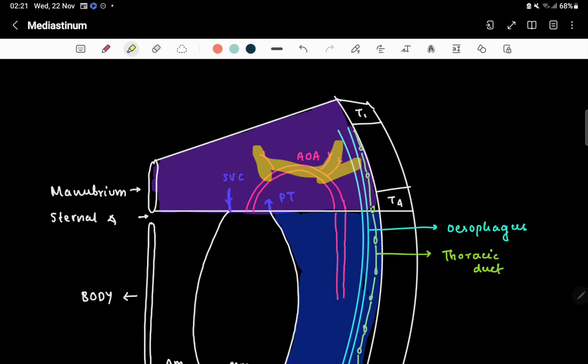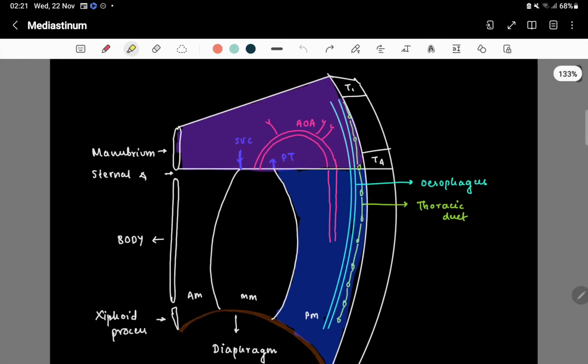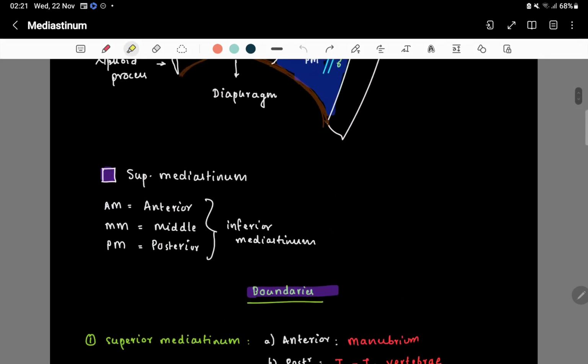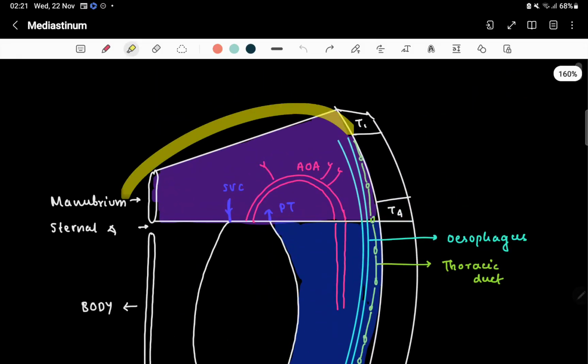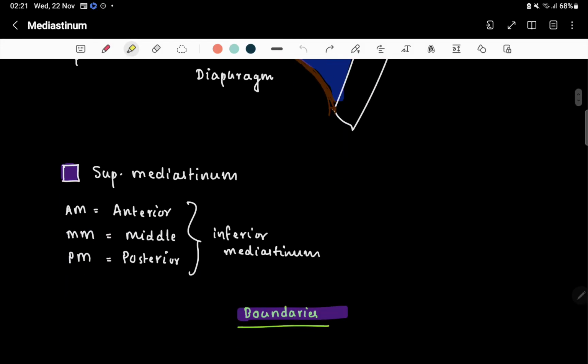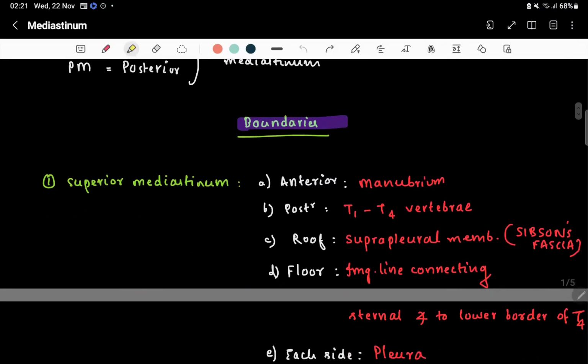The branches of the arch of aorta are lying in this manner. We have the esophagus that is extending from the superior mediastinum, so it is a content of the superior mediastinum, and also a content of your posterior mediastinum. This thoracic duct also is lying in the superior mediastinum as well as extending in the posterior mediastinum. This purple part is the superior mediastinum, and we have the anterior, medial, and the posterior, inferior mediastinums.